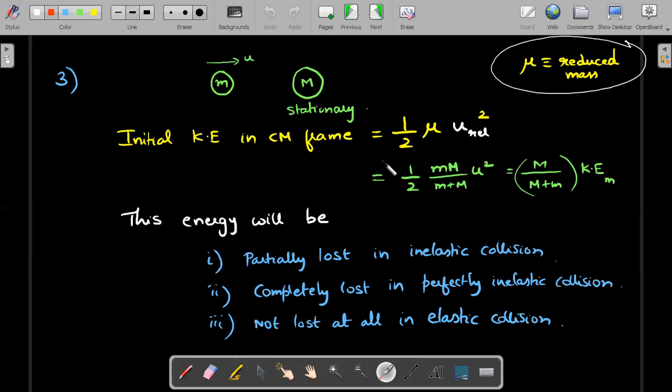Next, the third important point is the calculation of that energy in the CM frame. When you take any system in which a head-on collision is taking place between two objects, then the KE in the CM frame initially is equal to half into reduced mass of the system multiplied by relative velocity squared. Even if this capital M is moving, you can find out what is the relative velocity that should go in here. And this is a very simple calculation.